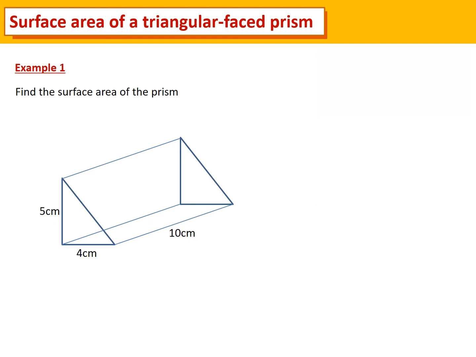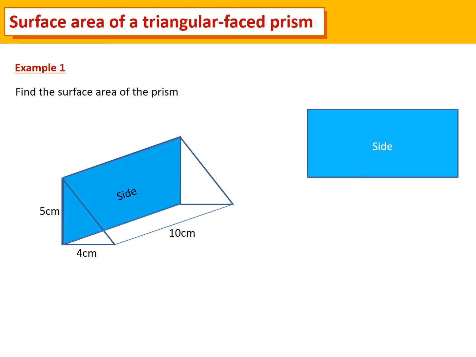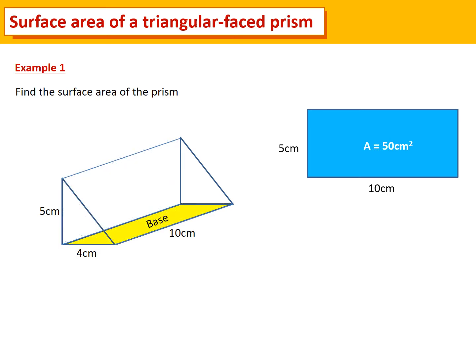Here is our first example then. The side is a blue rectangle and the lengths are 5 centimeters on the height and 10 centimeters on the width, giving an area of 50 square centimeters. As for the base, that's a rectangle of 4 centimeters by 10 centimeters, giving an area of 40 square centimeters.